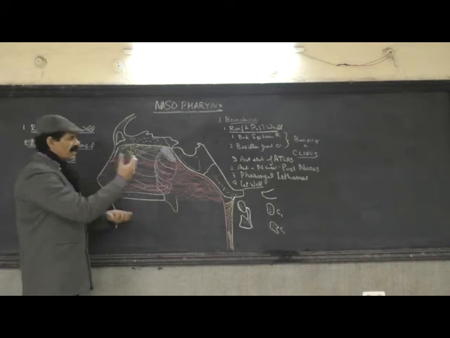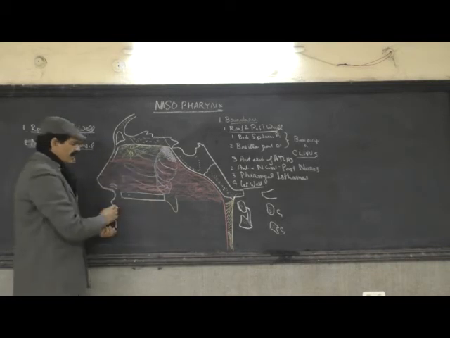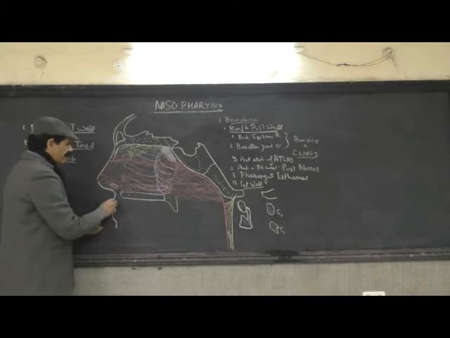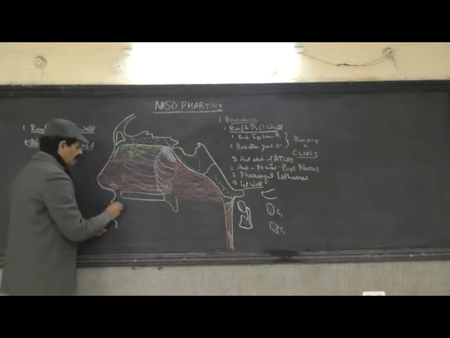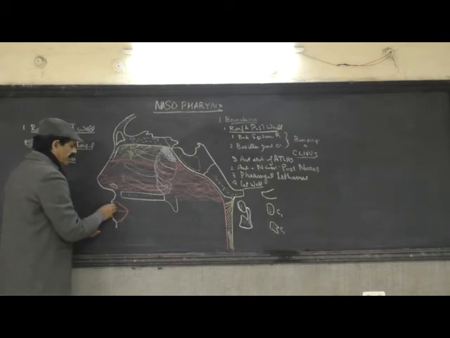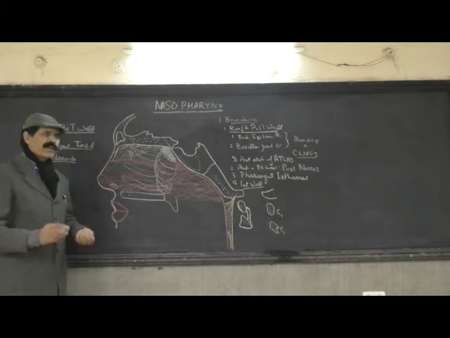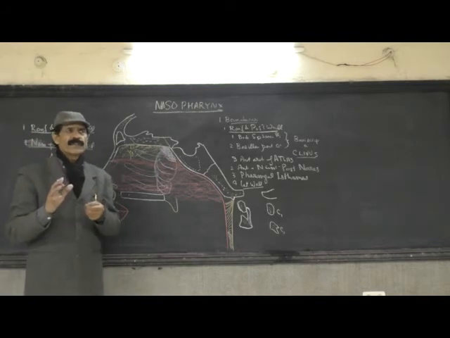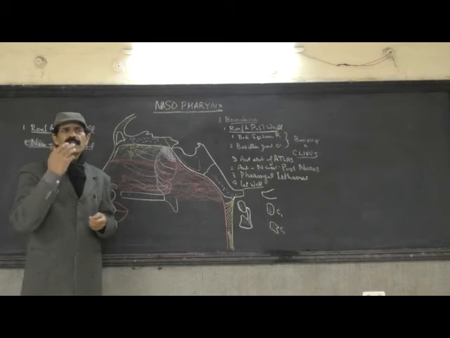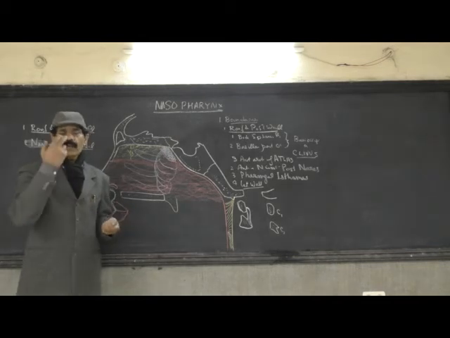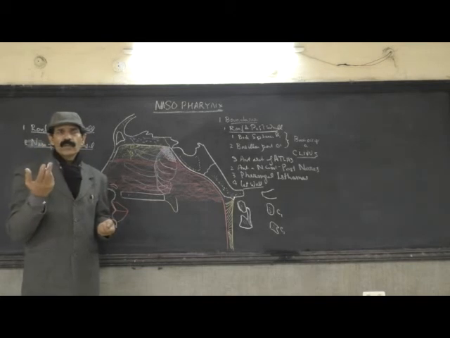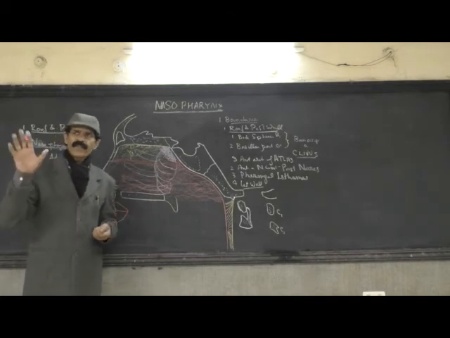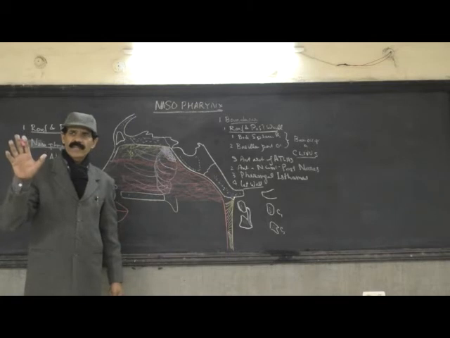So when the posterior nares are blocked, then the patient will come with a typical feature that is called adenoid faces. So when you look at the face of the child, he is having mouth breathing because he can't breathe from the nose. So this is the typical face of the child with adenoids.